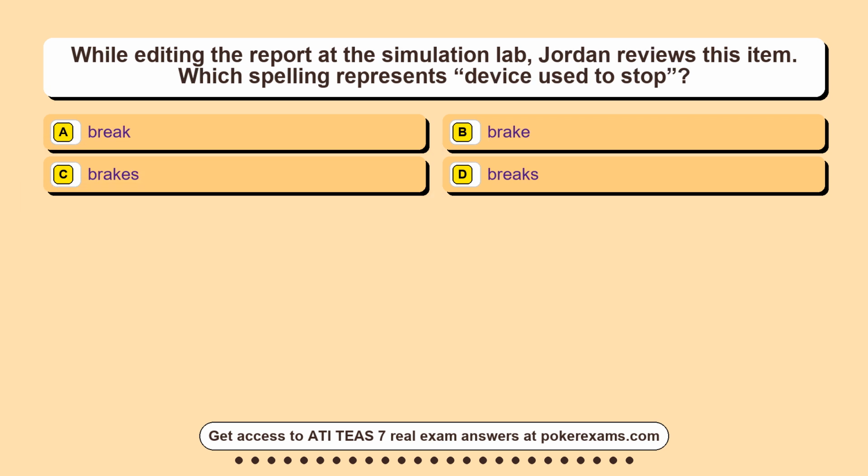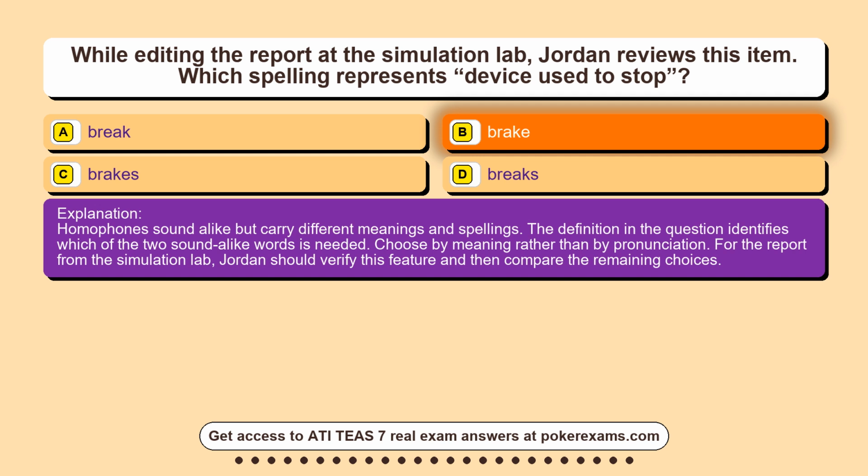Question 17. While editing the report at the simulation lab, Jordan reviews this item. Which spelling represents device used to stop? Option A, break. Option B, break. Option C, brakes. Option D, brakes. The correct answer is option B, break.